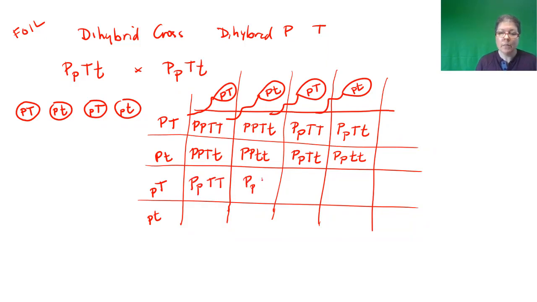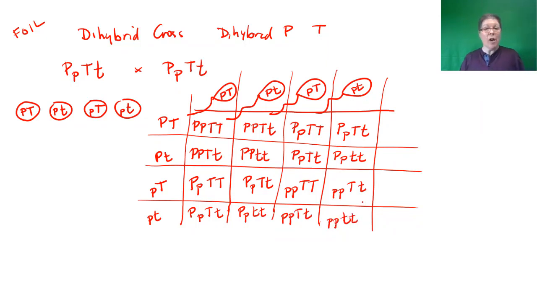big P, little p, big T, little t, big P, hold up. There we go. Little p, big T, big T, little p, big T, little t, big P, little p, big T, little t, big P, little p, little t, little t, little t, little p, big T, little t, little p, little t, little t. So that's how we would do that.